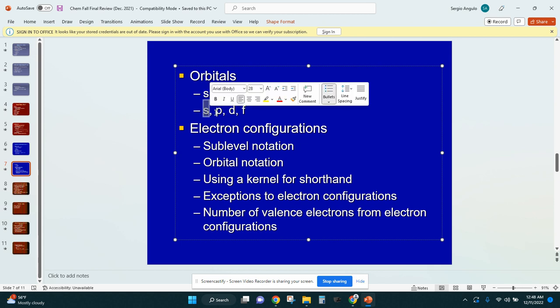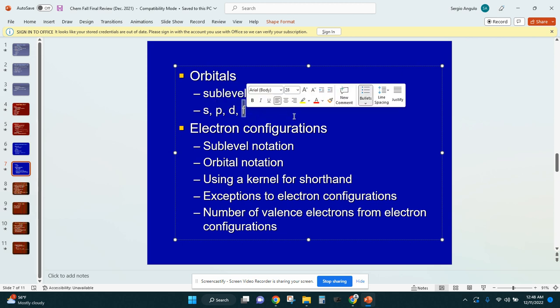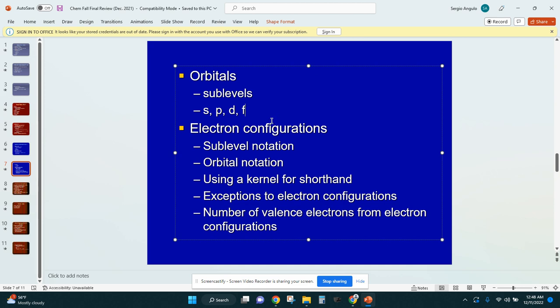There's an S sublevel, a P sublevel, a D sublevel, and an F sublevel, when they occur. S sublevels are found in all energy levels. P sublevels are found in all energy levels starting with the second energy level. D sublevels are found starting with the third energy level, and F sublevels are found starting with the fourth energy level. That's where the electrons go.